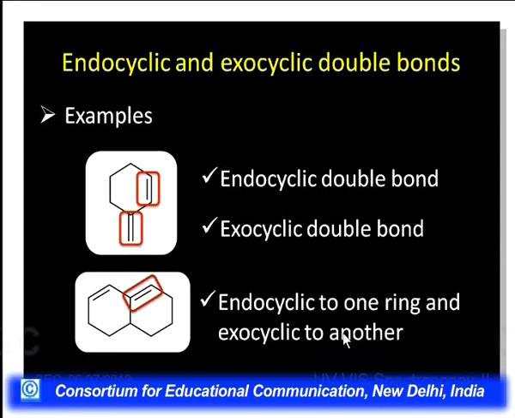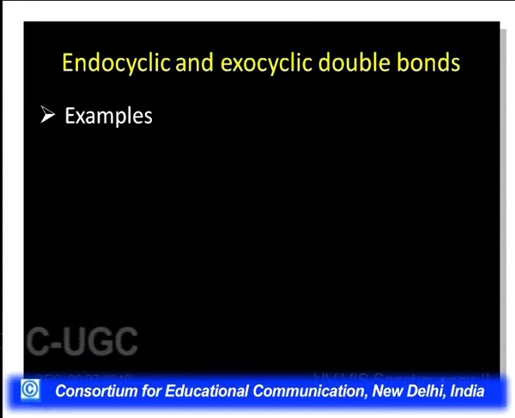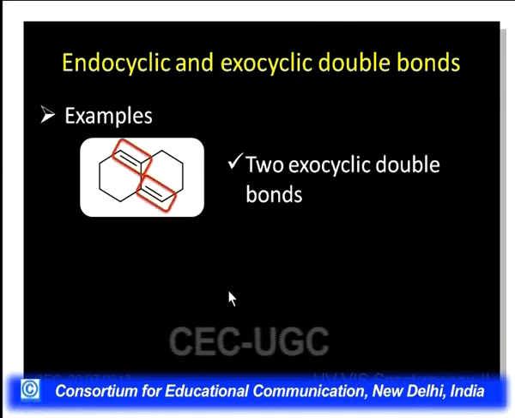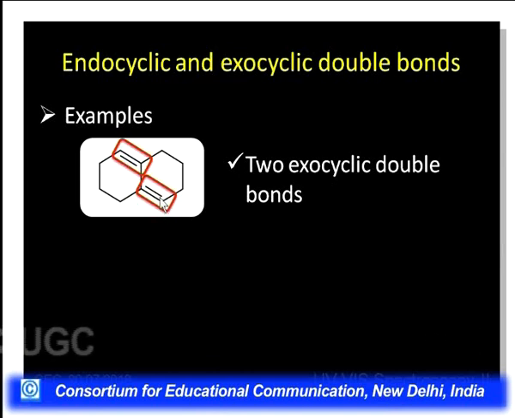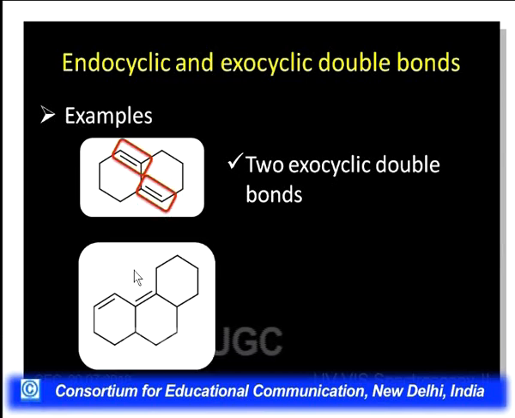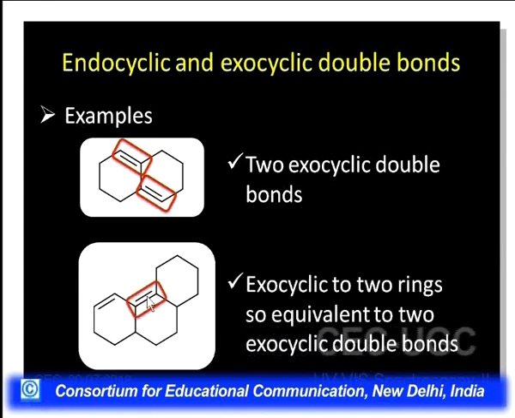In this case, this is endocyclic to one ring and exocyclic to the other. You see that this double bond happens to be part of this ring. This is endocyclic here, it is inside this ring. But for this ring, this happens to be outside. So this particular double bond is endocyclic to this ring and exocyclic to this ring. Let's go further. In this case, what do we have? There are two exocyclic double bonds. This one is exocyclic to this ring, and this one is exocyclic to this ring. Going further, what happens in this case? This is exocyclic to this ring as well as this ring. So this will be counted twice.